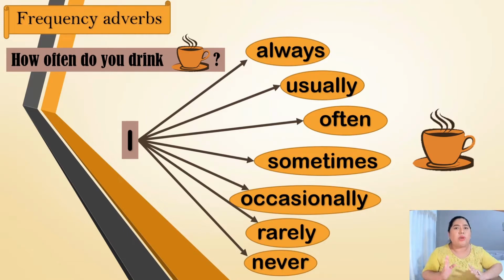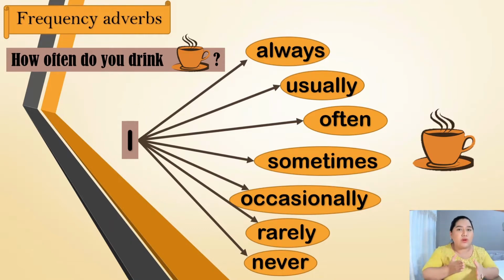Could you see we place the frequency adverb before the verb? I always drink coffee. I always go to work. I always go to the gym. I always have breakfast with my husband. I sometimes read the paper in the morning. I sometimes practice English in the morning. So we always place these words, these adverbs of frequency, before the verb.